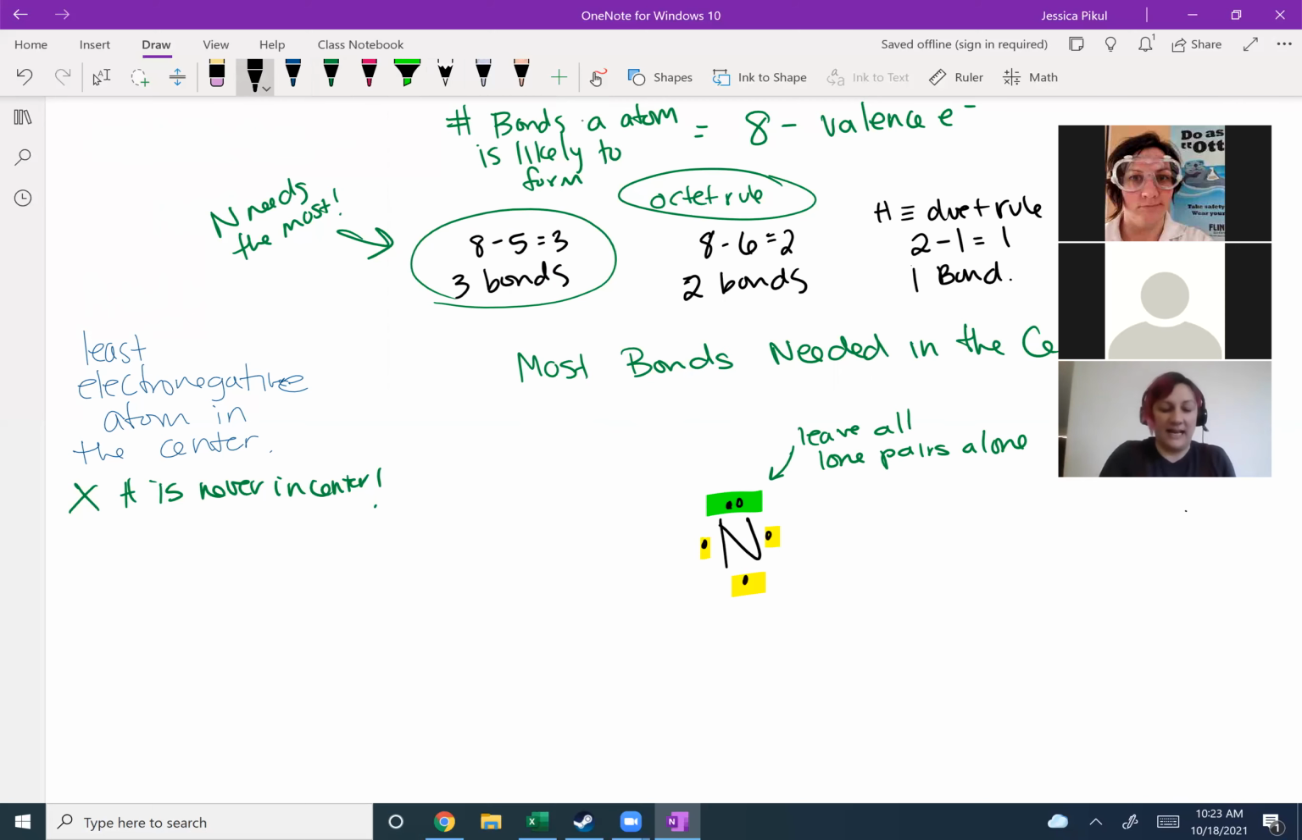Next, I put in the next most bonds needed into my picture. So in this case, that's going to be oxygen. It's going to need 2 bonds, so I'll place that next. And I can form a bond to this nitrogen anywhere I want, but I'm going to link up to one of these unpaired electrons. So I'll go ahead and put my oxygen here.